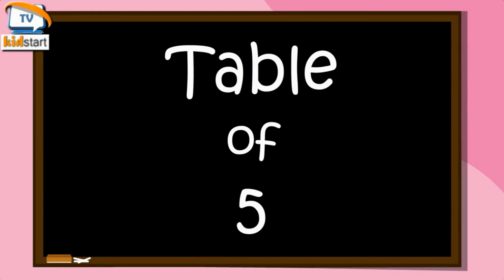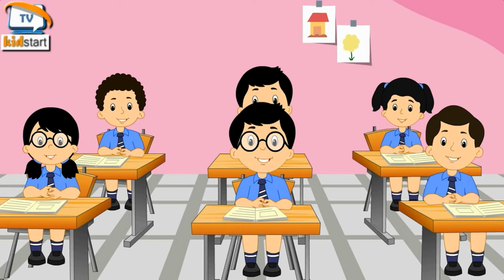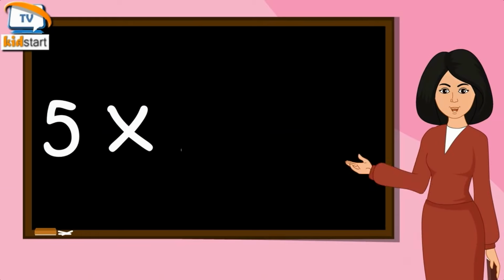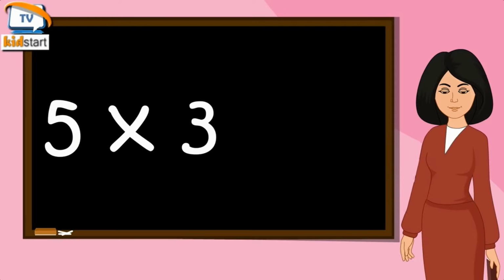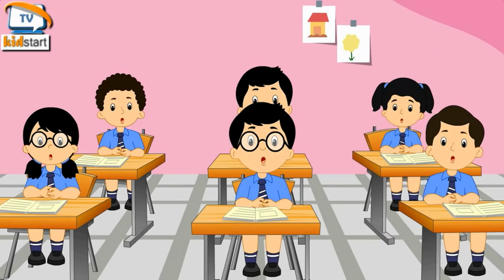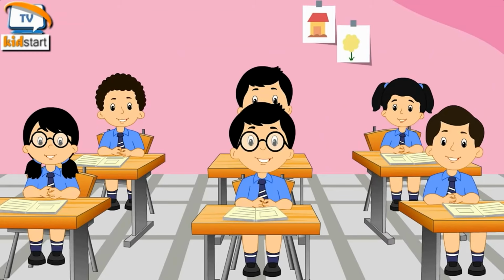Table of five. Five ones are five. Five twos are ten. Five threes are 15. Five fours are 20.